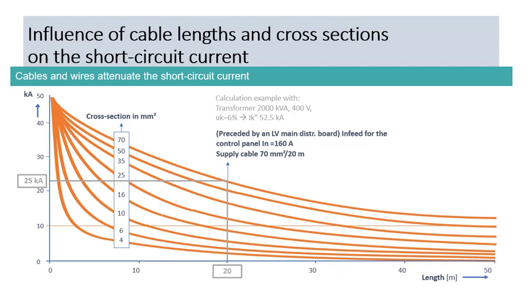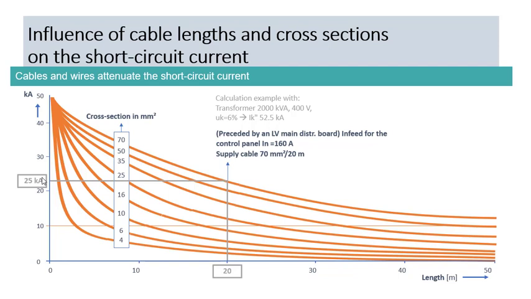To explain what that means, for example, if we take this particular example of a 2000 kVA transformer at the point of infeed, we could be looking at 52.5 kA. But looking at our table here, if our control panel or our motor is 20 meters away and we're utilizing 70 mm squared cable, the actual short circuit at this point will be 25 kA.